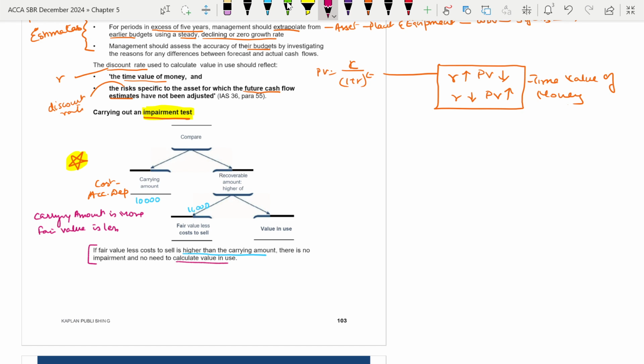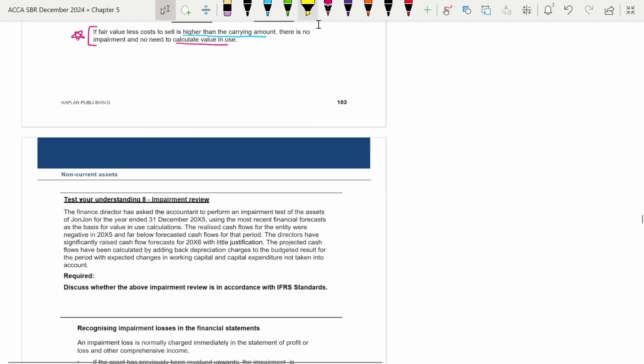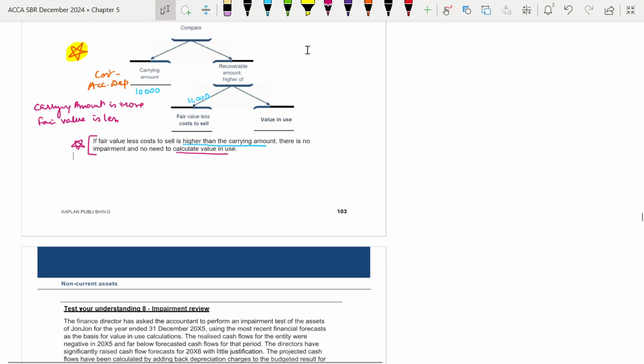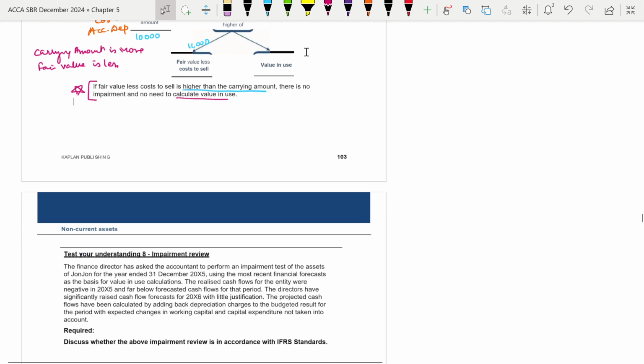This is one of the important points. By default we can understand this, and in the answer we have to use this condition. Again, you will have a carrying amount and a fair value less cost to sell. If the fair value is high and the carrying amount is less, there is no impairment. If there is no impairment, there is no point in calculating value in use. We are going to do value in use separately, as it is a different concept. Right now, are you clear about this?